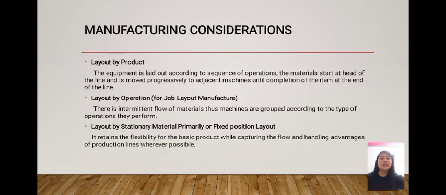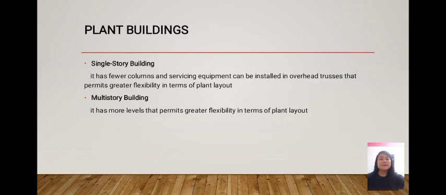In return, the flexibility of the basic product is kept while capturing the flow and handling advantages of product lines wherever possible. Here, in a fixed position layout, the project remains in one place and workers and equipment come to that one work area. Examples of this type of project are a ship, a highway, a bridge, a house, and an operating table in a hospital operating room. So, plant buildings.